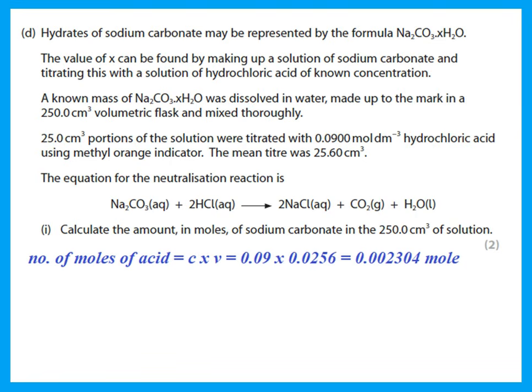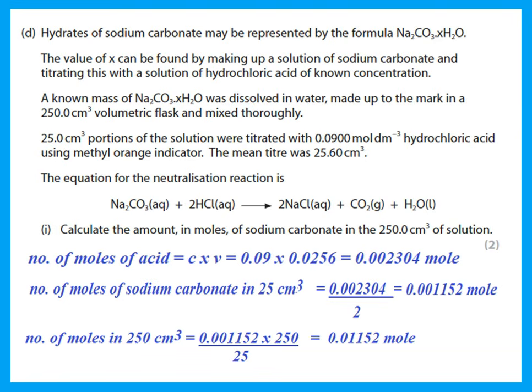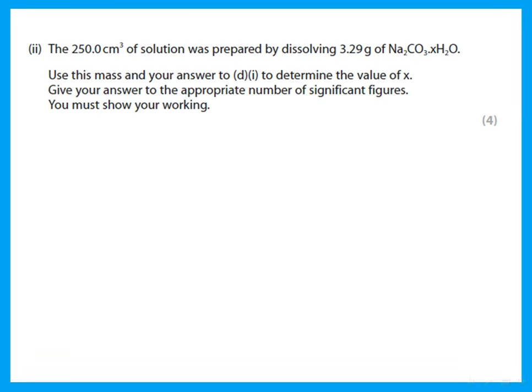And then I look at the equation, compare the number of moles of acid to the number of moles of carbonate. I find that the number of moles of the carbonate should be half of that. So that would be the number of moles of carbonate. But this is in the 25 centimeter cube that we did the titration with. He wants the total in the 250, so that would be that number multiplied basically by 10. So I get the number of moles of the sodium carbonate in the 250 centimeter cube. And then he says the 250 centimeter cube solution was prepared by dissolving 3.29 grams of sodium carbonate.